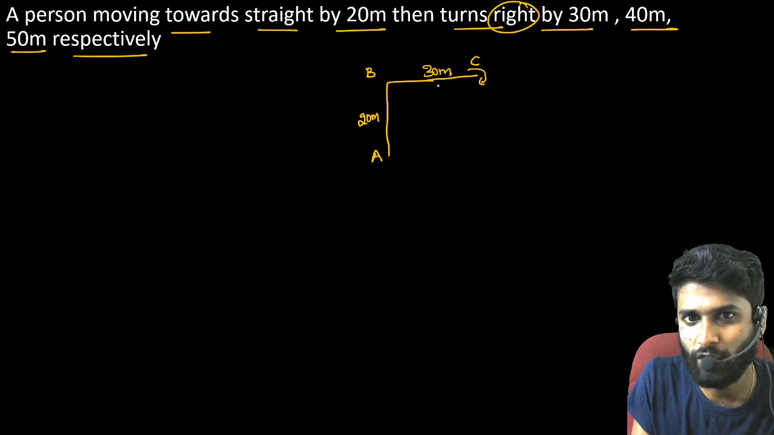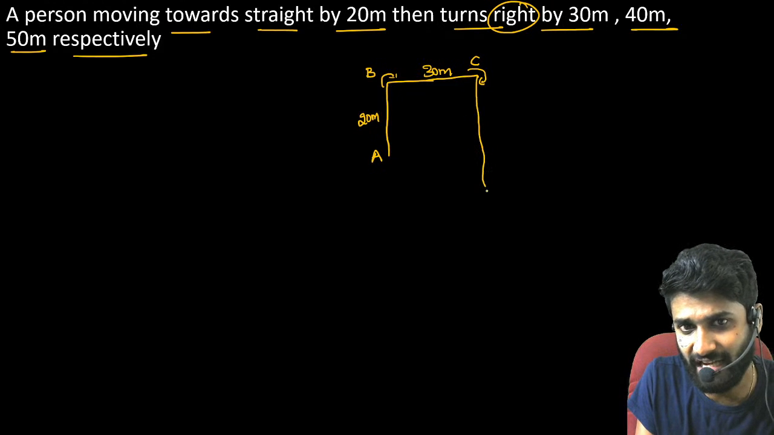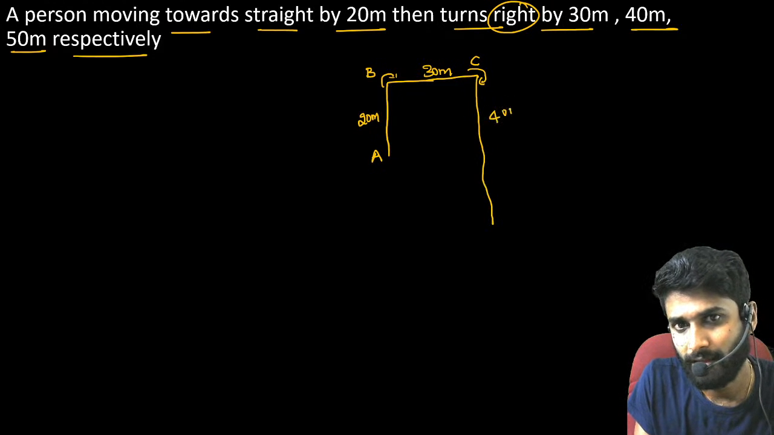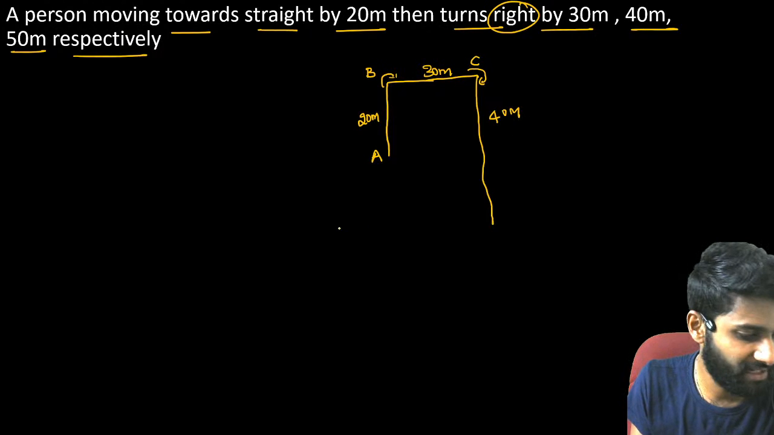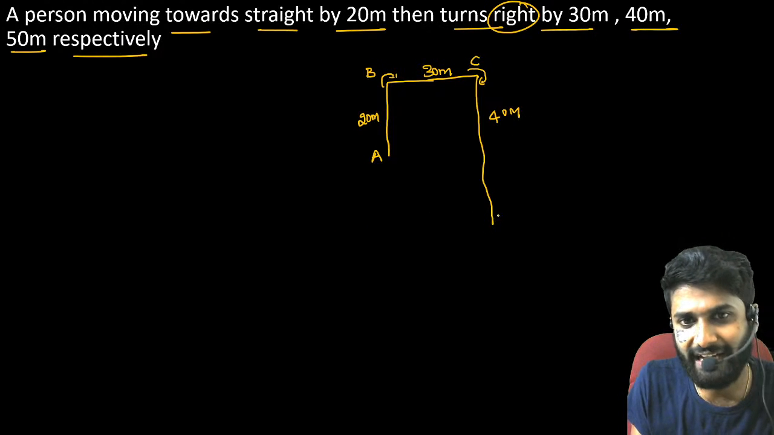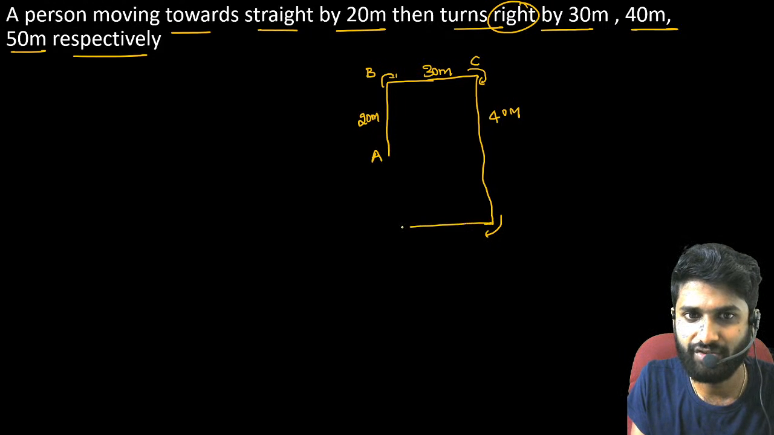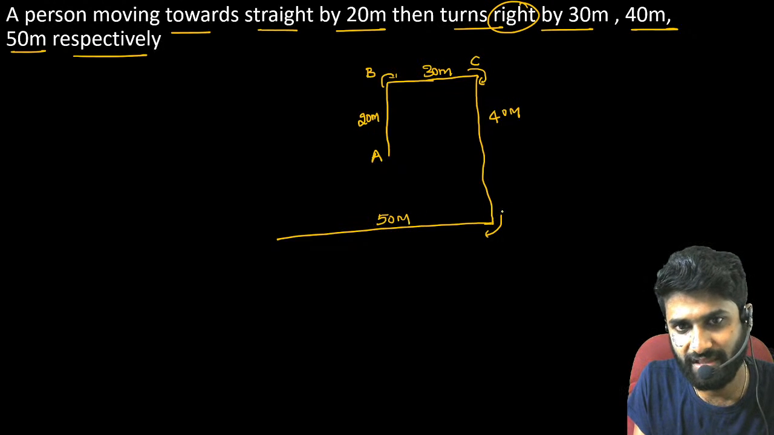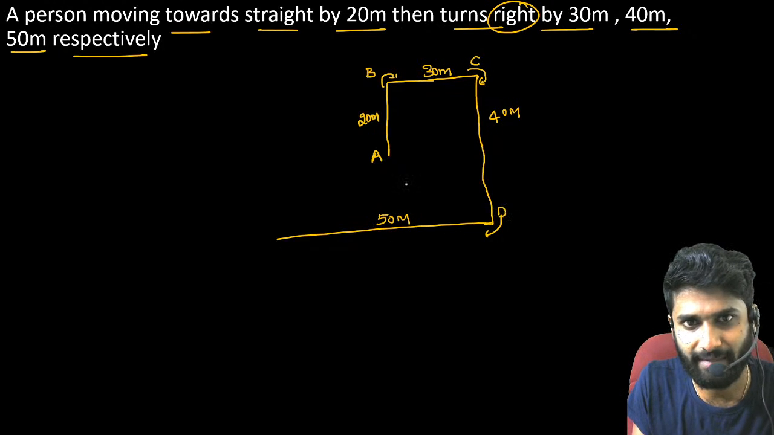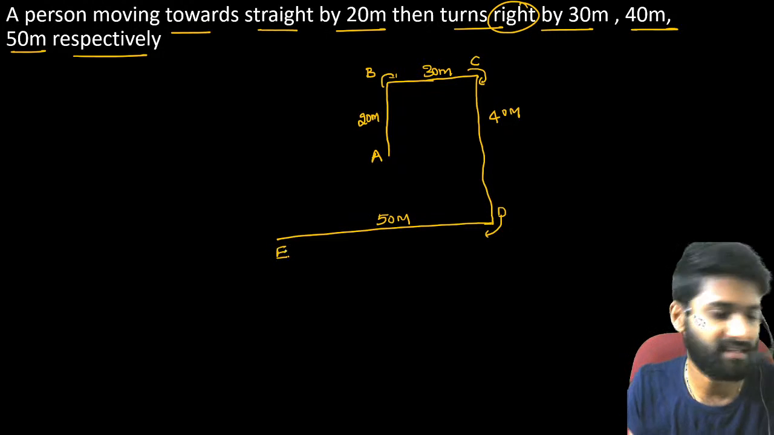Again turns right, again clockwise direction, that is equal to 40 meters. You just draw the line more than 20 meters now. That is equal to more than 20 meters, that is equal to 40 meters. Again turns right. From here you just consider as a right, and you just covered the point of 50 meters. So in this way, you just represented the diagram. See, this is the complete diagram.